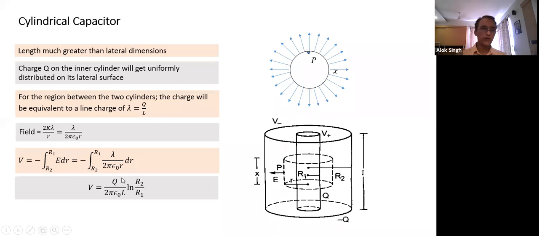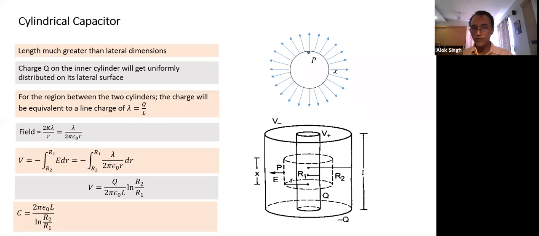From this, can we find out the capacitance? Capacitance is Q by V, so this is the expression for capacitance. What is the important thing we notice here? Of course, it is proportional to length. If we double the length, the capacitance will become double. In terms of radius, it depends on the ratio of the radii. So if I have one capacitor with outer radius 2 centimeter and inner radius 1 centimeter, and another capacitor of the same length with outer radius 10 centimeter and inner radius 5 centimeter.